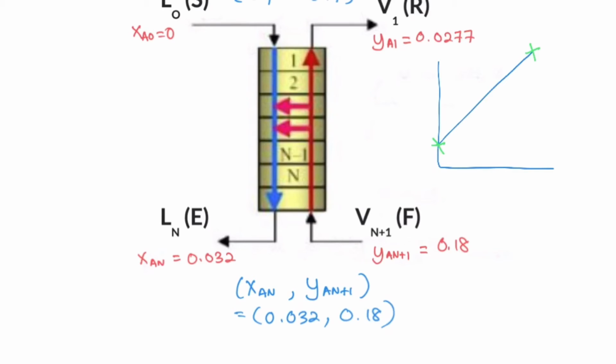So for the operating line, the bottom of the line is given by 0 and 0.0277, and the top part is 0.032 with 0.18. These are the coordinates that you get from the fraction of the solute in the process.